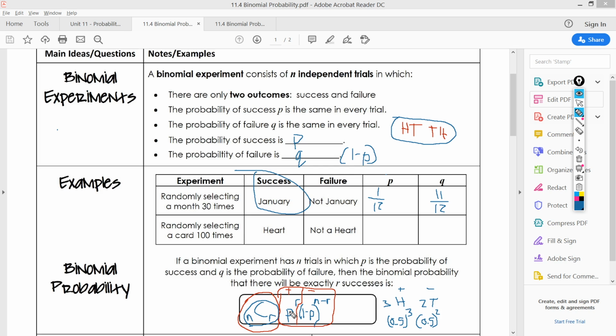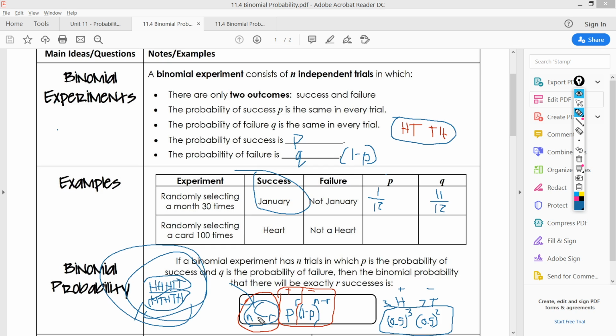But aren't there many ways to get 3 heads and 2 tails? Can I do heads, heads, heads, tails, tails? But also I could do heads, tails, heads, tails, heads. And what we want to know is how many combinations of heads and tails are there? Because each of these counts. And I have to multiply the probability of this happening at all by the number of ways it can happen. And this is the number of ways that it can happen.